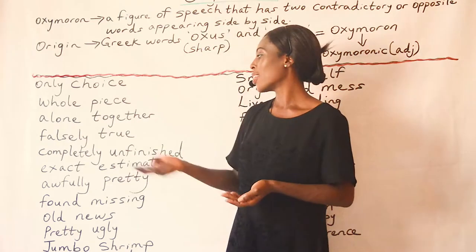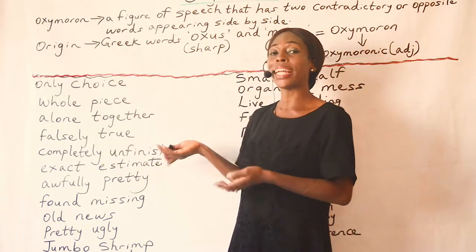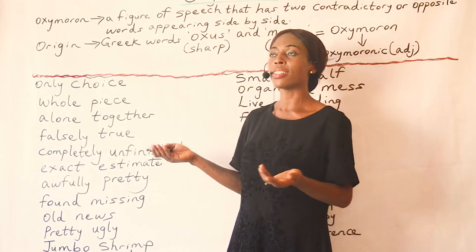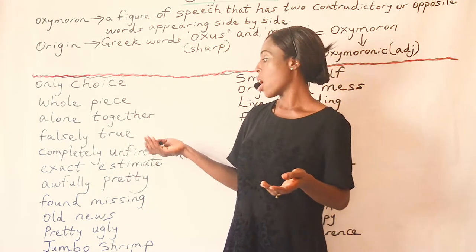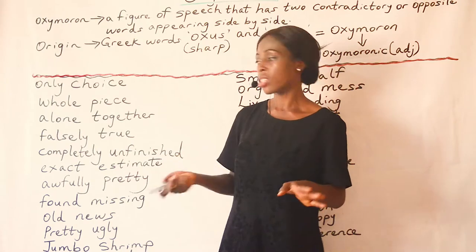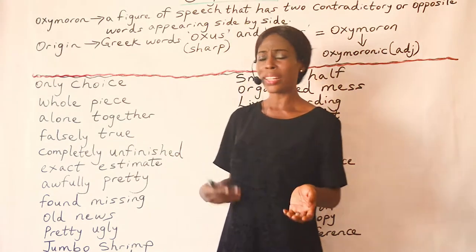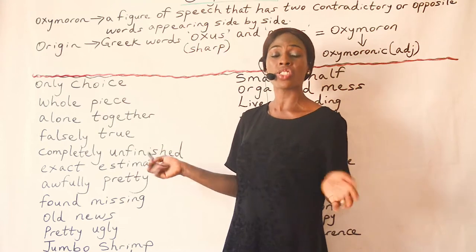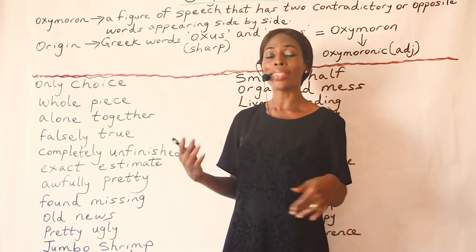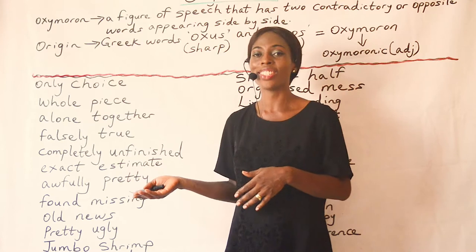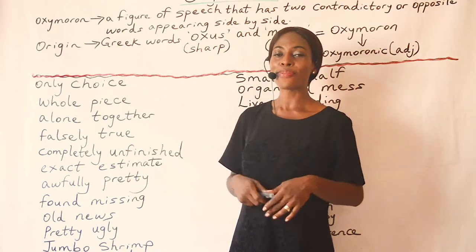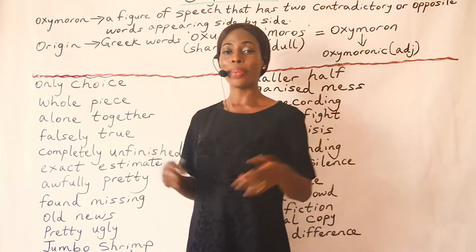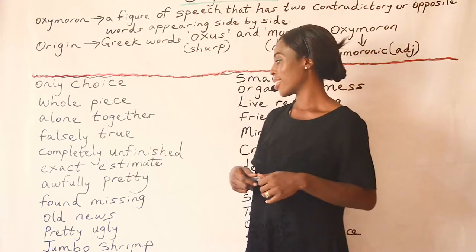So having "completely unfinished" in a sentence is oxymoronic. Unfinished means you're not finished, and completely means you're complete. So can you say the work is completely unfinished? No, it is unfinished. So just say it like that. Don't say completely unfinished. But that's a phrase. It's a phrase in English and it's oxymoronic. I hope you're getting it.